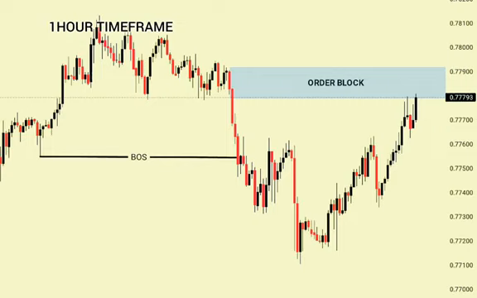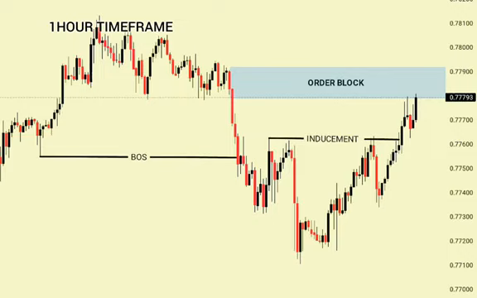Now let's understand inducement on this chart. After the break of structure, price returned into the bearish order block. Instead of dropping immediately, the market created a temporary bullish move, and this is where inducement occurs. Price formed small higher highs and higher lows, giving the illusion of strength. This move was not real demand, it was engineered.